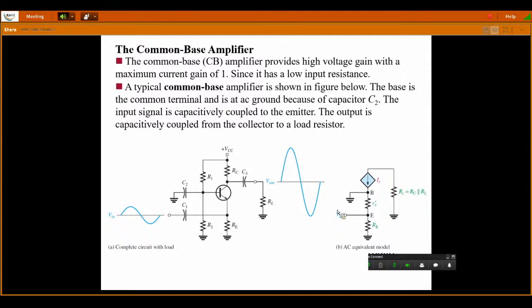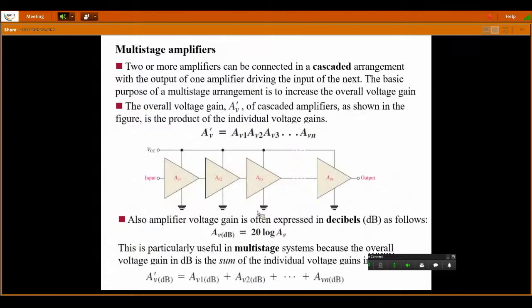So like this we also do the AC analysis for this common base amplifier, and we'll find your power gain as well as your voltage gain. Next, coming to your multi-stage amplifiers.